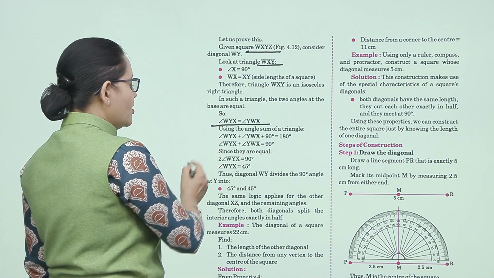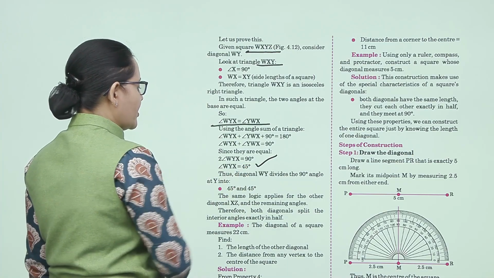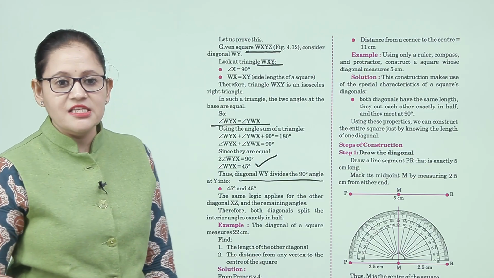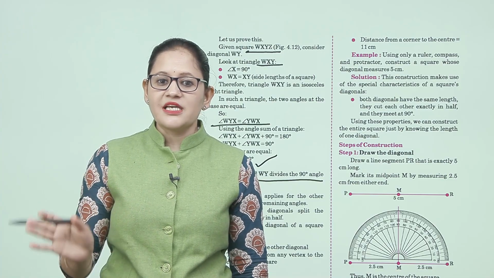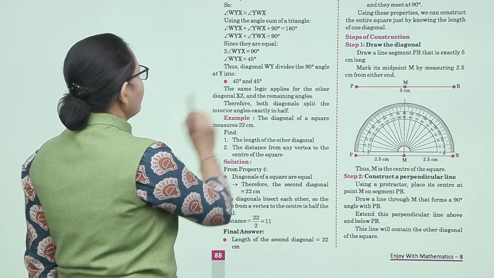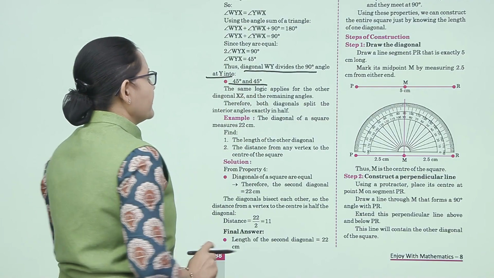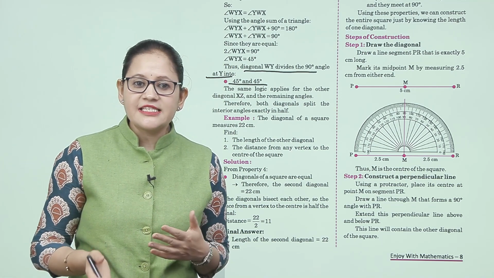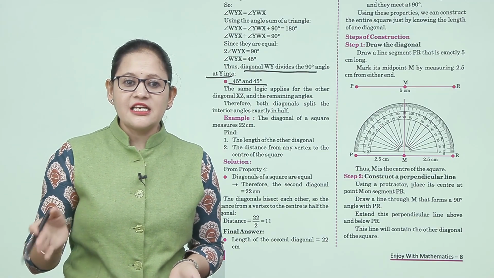Since they are equal, 2 times WYX equals 90 degrees. So each angle is 45 degrees. So the diagonal WY divides the 90 degree angle at Y into 45 and 45 degrees. The same logic applies for the other diagonal XZ and the remaining angles. Therefore, both diagonals split the interior angles exactly in half.